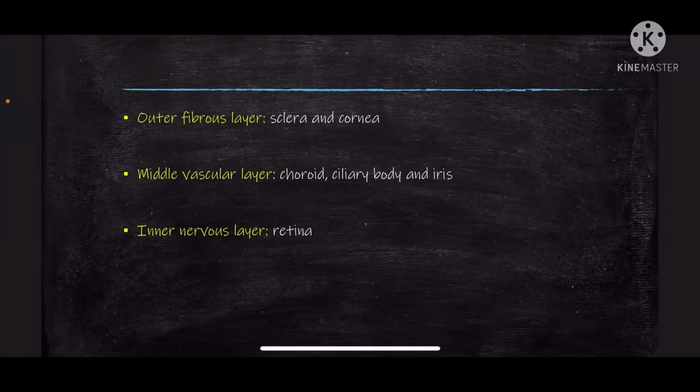Structure of the eye. The human eye consists of three different layers: outer layer, middle layer, and inner layer. The outer layer is fibrous in nature, the middle layer is vascular in nature, which contains blood vessels, while the inner layer is nervous in nature. It means it contains nerves. The outer fibrous layer consists of sclera and cornea. The middle vascular layer consists of choroid, ciliary body, and iris. And the inner nervous layer consists of retina.